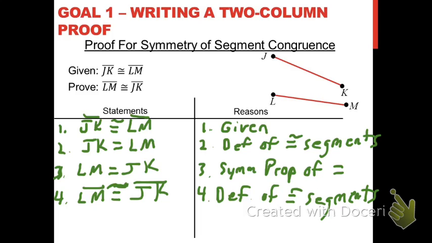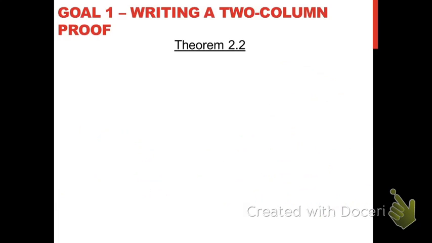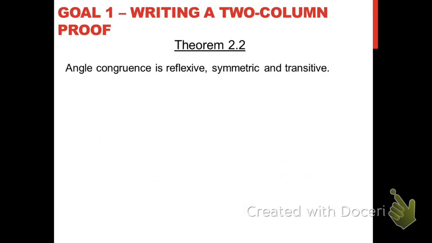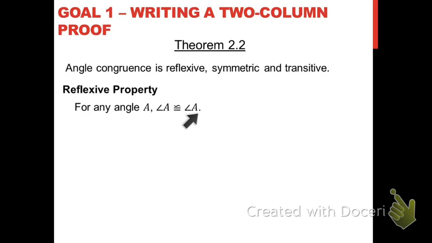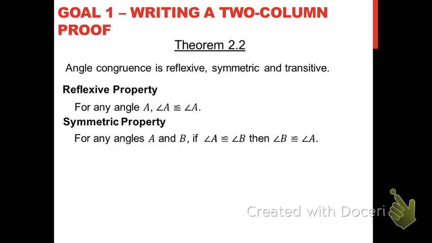And the next theorem is essentially the same thing that we just looked at in Theorem 2.1, but it's with angles instead of segments. And so we'll go through this kind of quickly. Theorem 2.2 states that angle congruence is reflexive, symmetric, and transitive. So, for any angle, the angle is congruent to itself. If you have two angles A and B where angle A is congruent to angle B, well then angle B is congruent to angle A. Alright, so this is saying with congruent statements that you can switch what's on the left side with what's on the right side and it's still a true statement. Alright, that's an important fact to know.